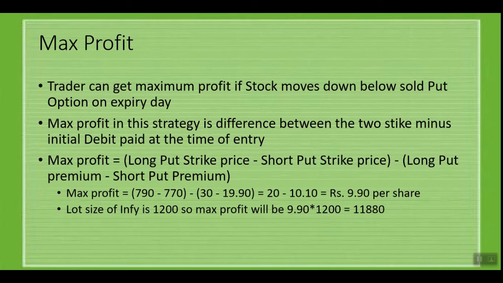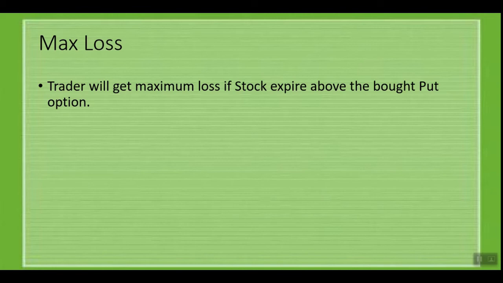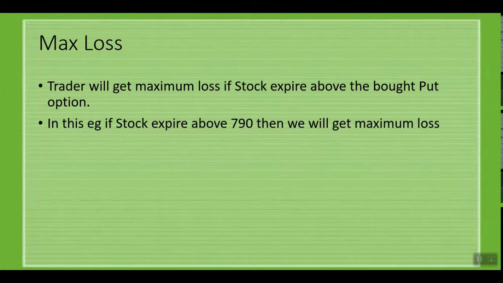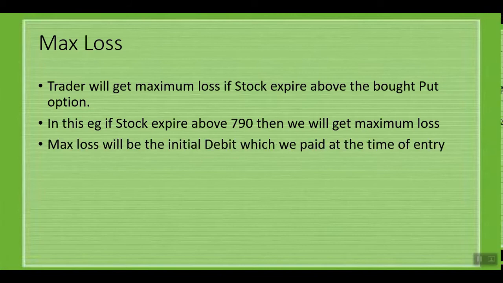Okay, so now we will have a look at the maximum loss which we can incur if our view goes wrong. The trader will get the maximum loss if the stock expires above the bought put option. So in this example, if the stock expires above 790, then we'll get the maximum loss, because 790 is our bought long put option strike price, right? So the maximum loss will be the initial debit which we paid at the time of entry.